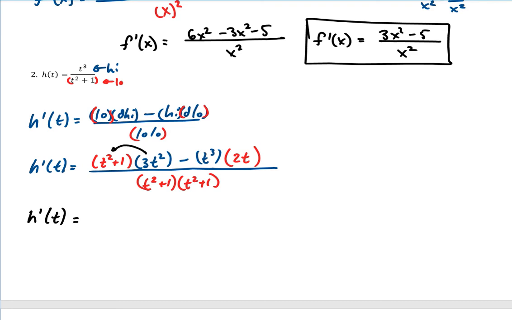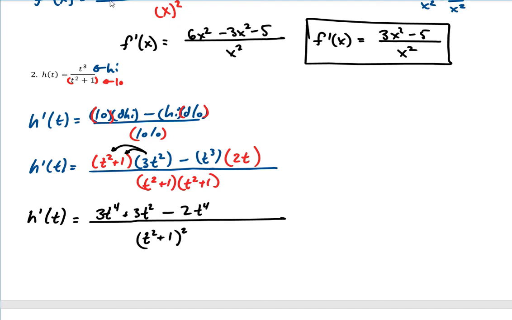Look to simplify, so this 3t squared would distribute. So we'd have 3, let's go ahead and get a big fraction ready. So 3t squared times t squared is 3t to the 4, and then plus 3t squared. And then in this one, it just multiplies, so I have minus in front. 2 is the coefficient. t cubed times t would be t to the 4. And then down below, let's go ahead and change that to be t squared plus 1 squared. Okay, so I give myself an extra long fraction bar.